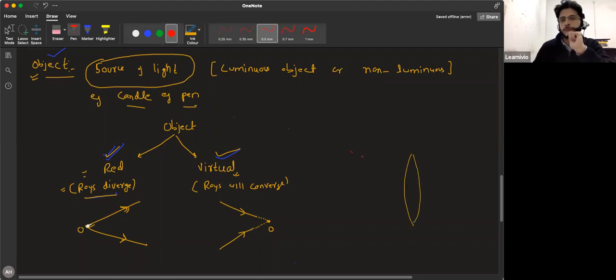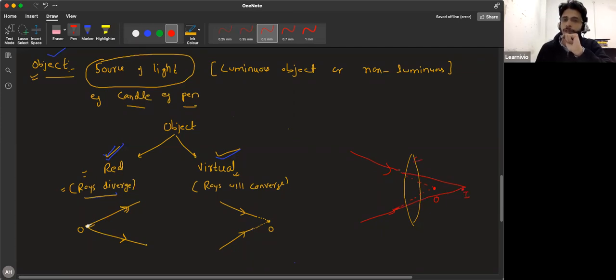and rays are coming in this way, these are converging rays, right? If this lens does not refract, then they will definitely meet over this point. Then they converge over this point, and this will be your virtual object. But this lens will further refract these rays. Due to refraction, they will meet at some other point. This will be the image.